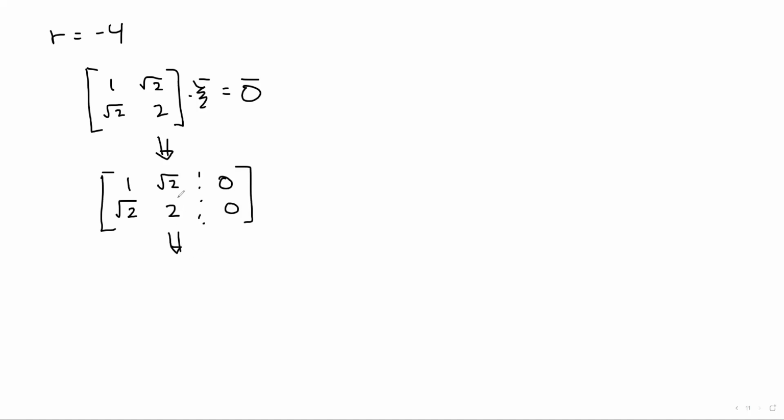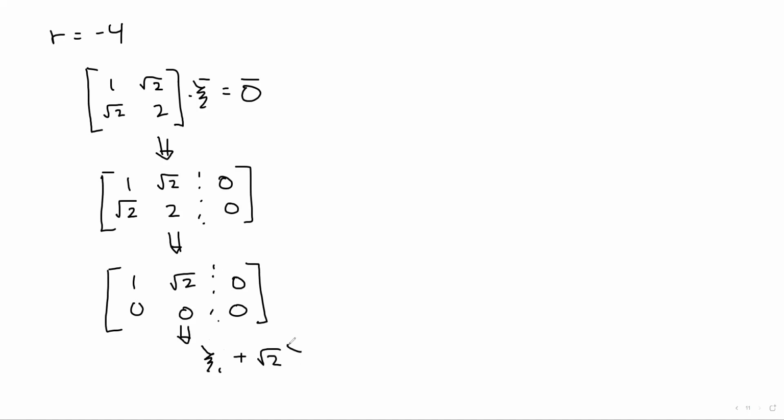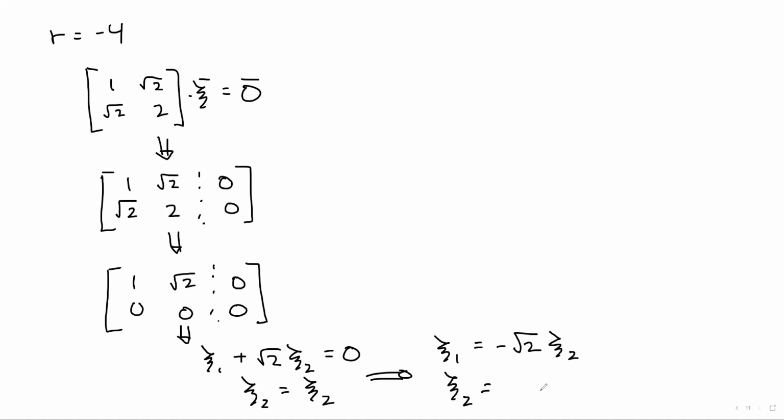All right. You take this, multiply by negative root 2, and add it to this, you're going to get an all 0 row. You've got 1, root 2, 0, 0, 0, 0. And we can translate this. This is xi 1 plus root 2 xi 2 equals 0. And for our all 0 row, we've got our free variable xi 2 equals xi 2. Turn this into xi 1 equals negative root 2 xi 2, xi 2 equals xi 2, and then xi equals the vector negative root 2, 1, times xi 2.